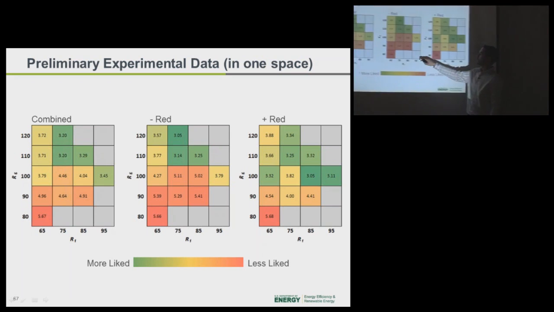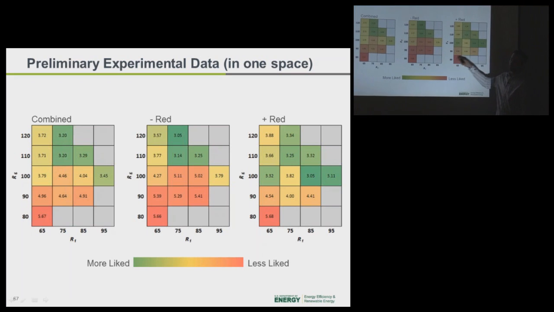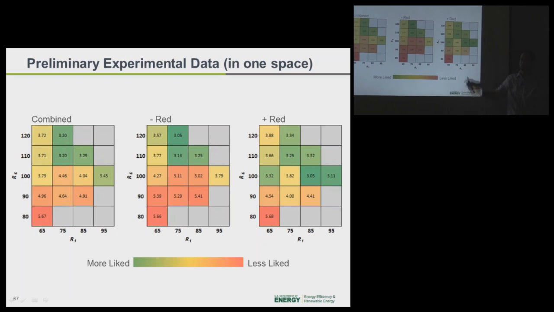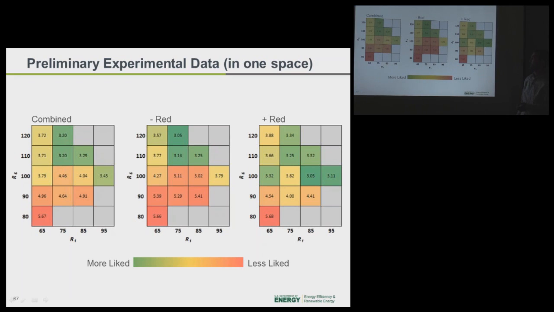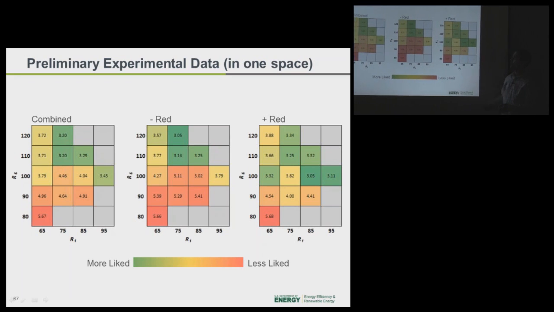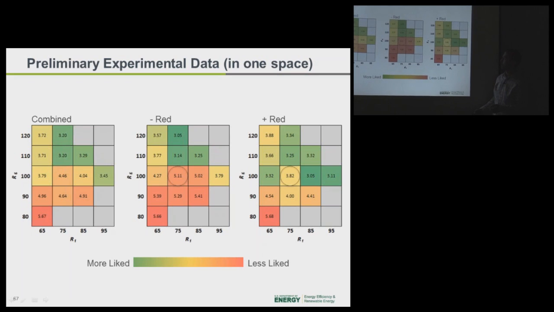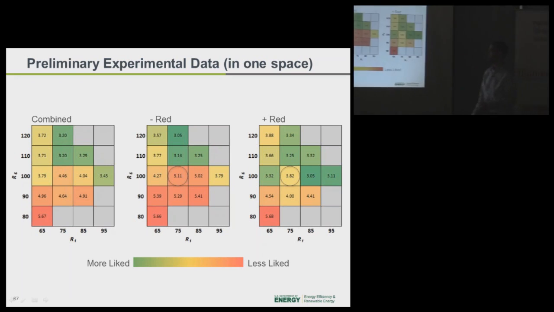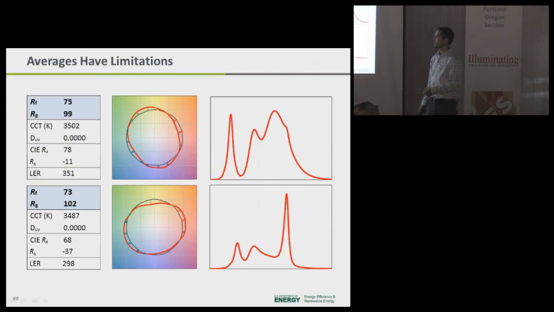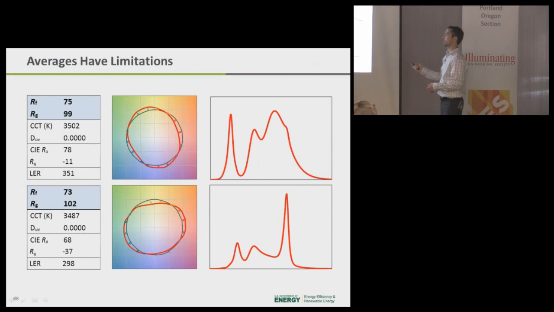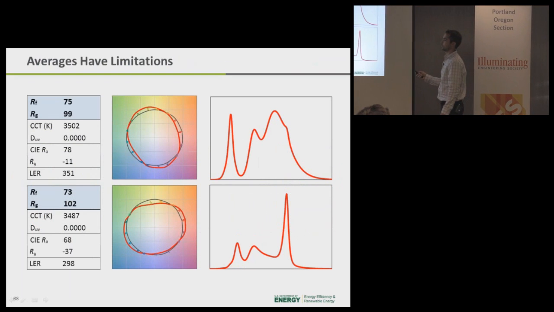Other interesting things, so if we separate out where the red was desaturated versus saturated, much less preferred when it's not reaching that red saturation level, much more preferred with the red saturating level. So if we look again at the averages, very different results based on those same averages depending on whether it's going one way or the other way, as you saw yourselves. For example, those 2 sources right there, the averages certainly have limitations.